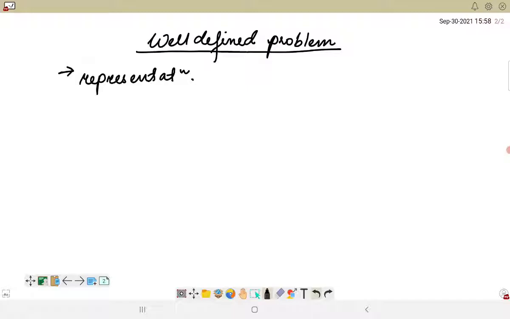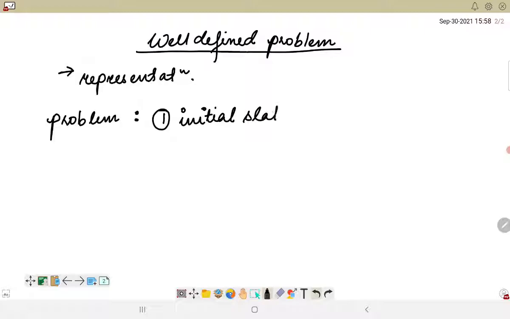Any problem you consider, it might be a real life problem or it might be any experimental problem, is divided into four different components. The first component is always the initial state. The initial state forms the first component of a well-defined problem, and it is the point at which the agent would start. Since we are talking about searching as a whole, this is the point exactly from where the searching begins.